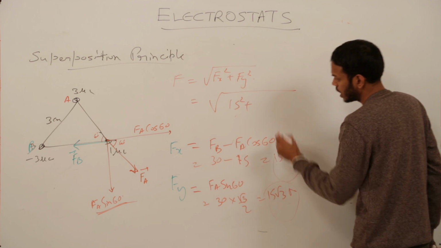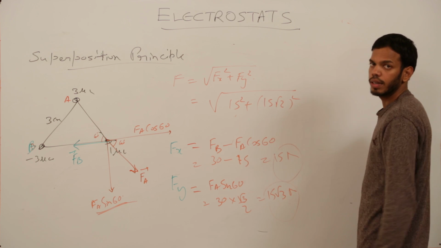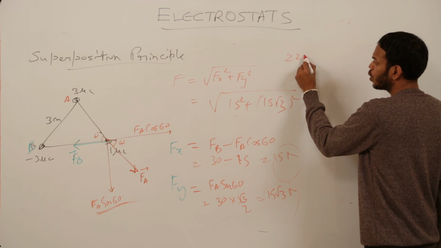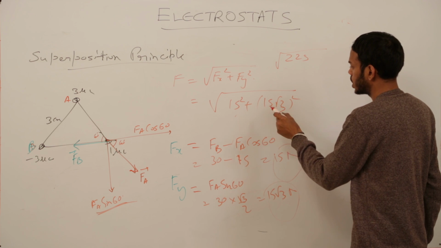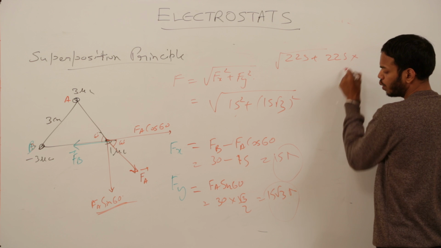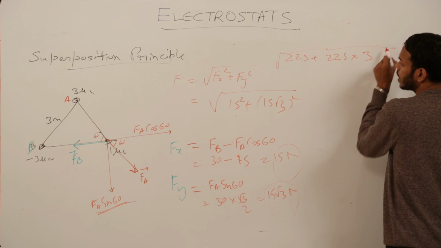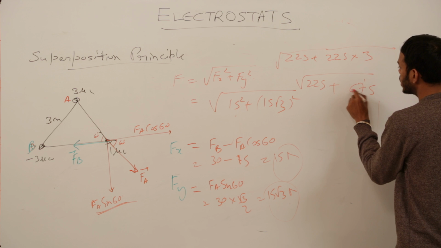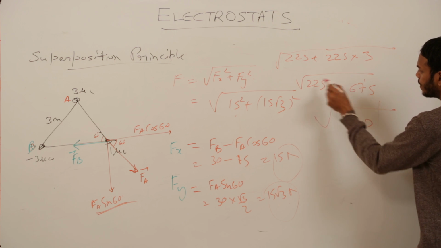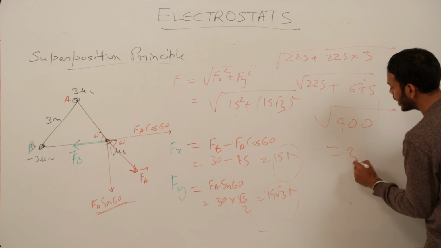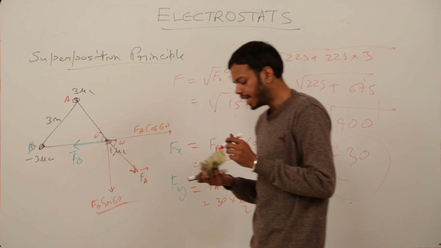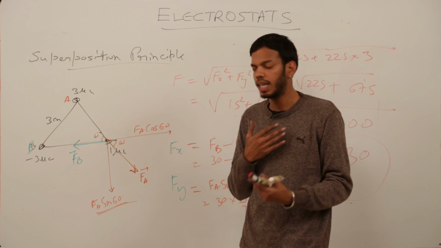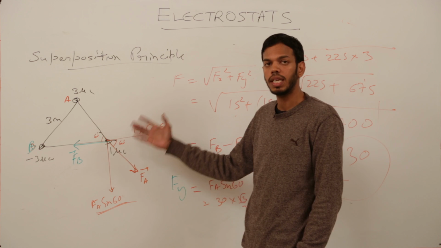That means 15 square plus (15 root 3) square. What is 15 square? 225. Plus what? 225 into root 3 square, which is 3. Multiply and add: 225 plus 675 is 900. Under root 900 is 30. So the end result is the same, no matter what type of method you are following. Personally, I would suggest you try to do as many component questions as you can.